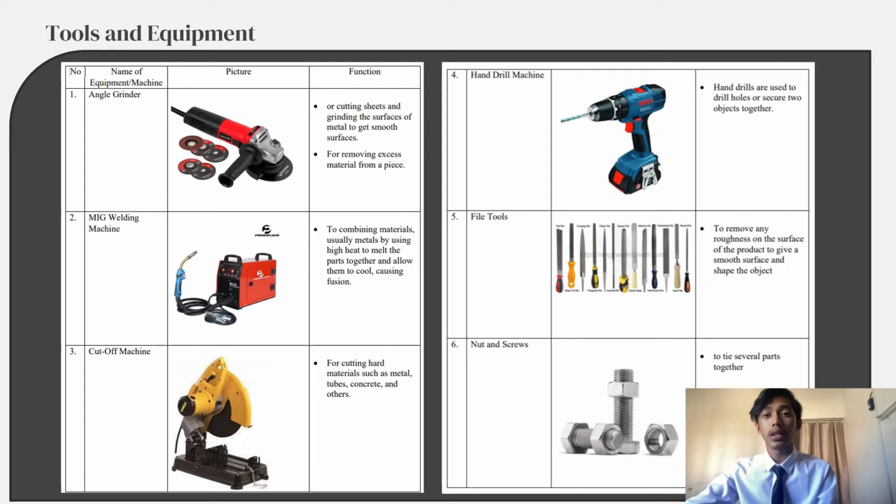Number 3 is a cut-off machine. It is used for cutting hard materials such as metal tubes, concrete, and others. Number 4 is a hand drill machine. It is used to drill holes or secure two objects together. Number 5 is file tools. They are used to remove any roughness on the surface of the project to give a smooth surface and shape the objects. Lastly is the nut and screw. It is used to tie several parts together.